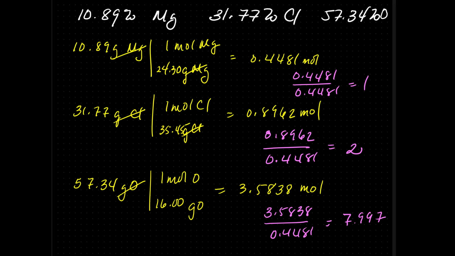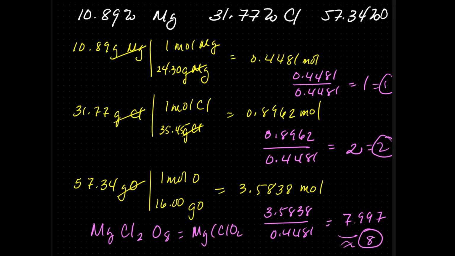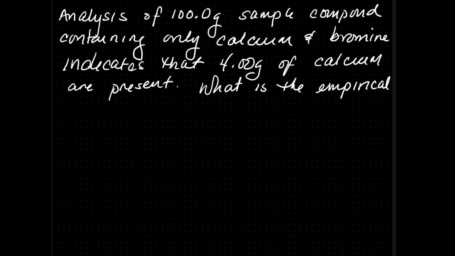Here we don't have to because this is exactly 1. This is exactly 2. And then here, 7.997, I could round that to 8. So for this particular formula, it is 1 magnesium, 2 chlorines, and 8 oxygen. And this is actually magnesium perchlorate. So pause the video, solve this problem, and then check your answer.